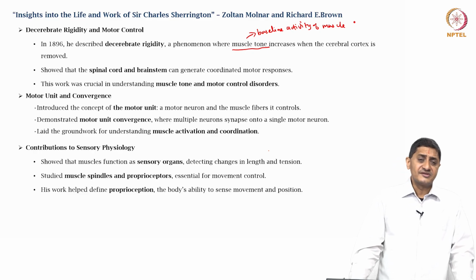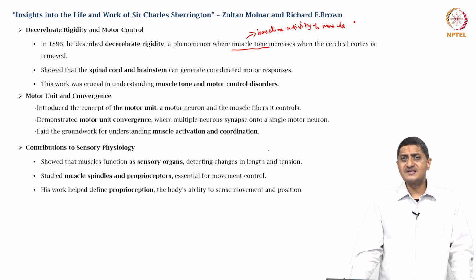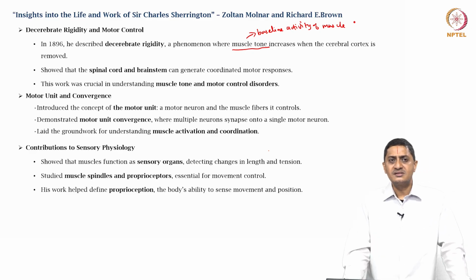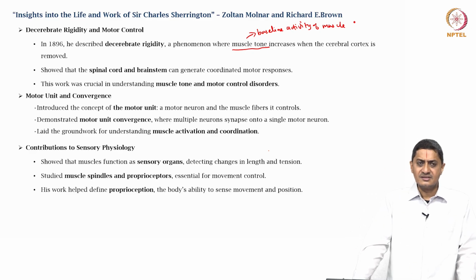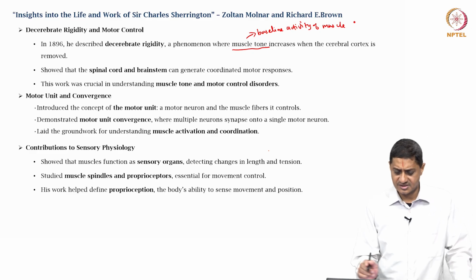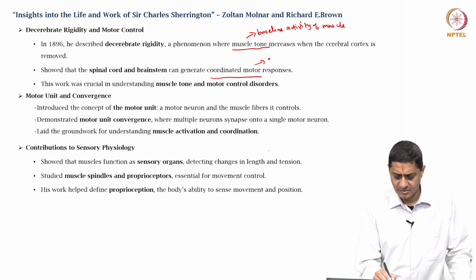Sherrington theorized, and other scientists have theorized later on, that this is perhaps due to the absence of inhibitory influences from the descending circuits, from the descending channels. There are several theories, the details of this are beyond the scope of this class, but it is sufficient to show that in this case spinal cord and brainstem essentially can indeed generate coordinated motor responses like walking, locomotor-like, etc.